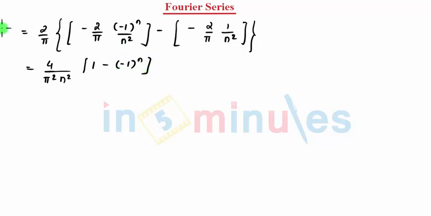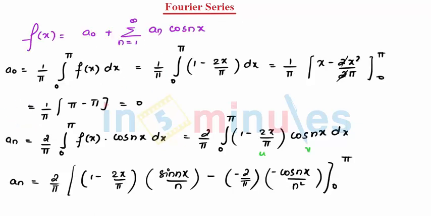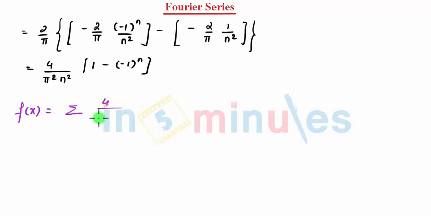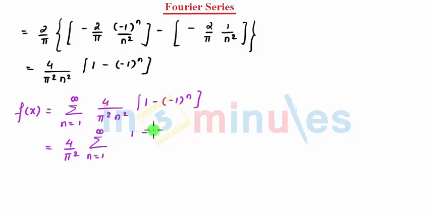So finally, let's substitute in the series. My series was f(x) = a0 plus the summation. a0 came to be 0, so directly we need to put an here. So I can say here summation of 4 divided by pi squared n squared times (1 minus (minus 1) raised to n), where your n changes from 1 to infinity. So we can say here 4/pi squared summation n = 1 to infinity of (1 minus (minus 1) raised to n) whole divided by n squared.